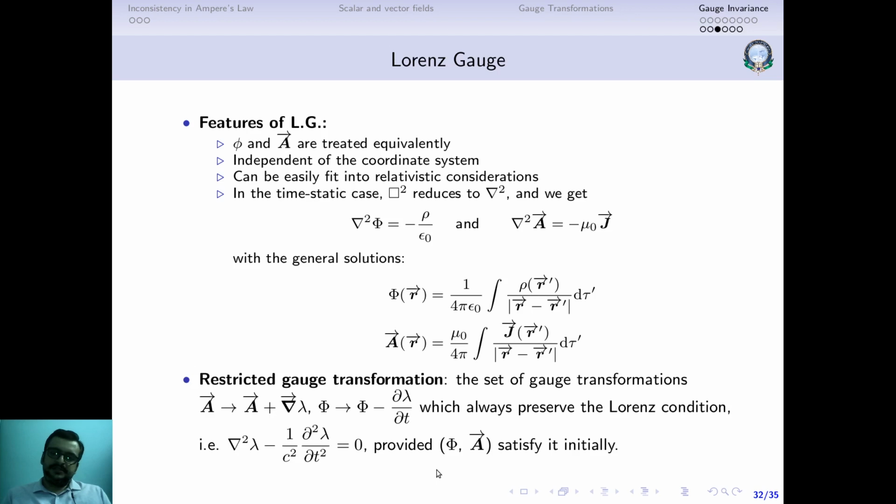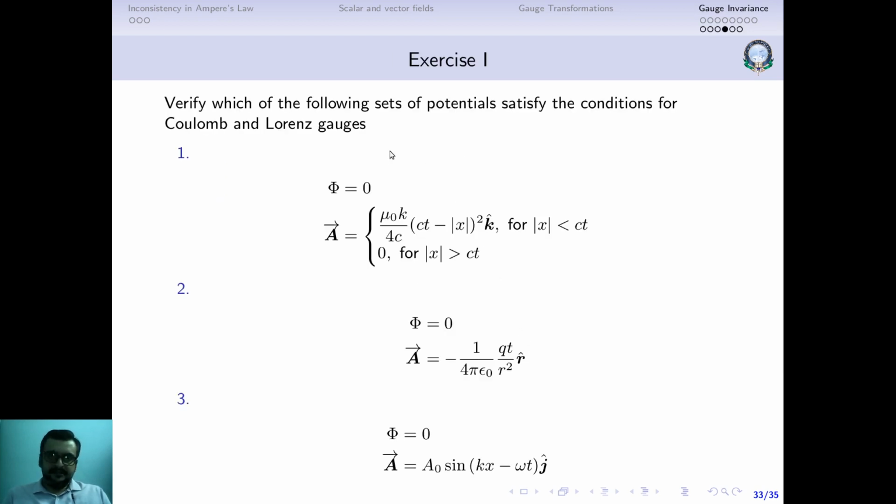So this brings me to the end of this particular lecture. Here there are 3 exercises that you can try out. I'm not doing anything as an example here; you can try it out for yourself. These are very straightforward. These 3 examples I have picked up from Griffith's book. In the first example, all you have to do is check in which gauges they belong, whether it's Coulomb gauge or Lorentz gauge. That's what you'll have to figure out.